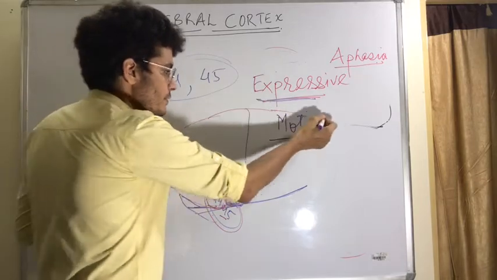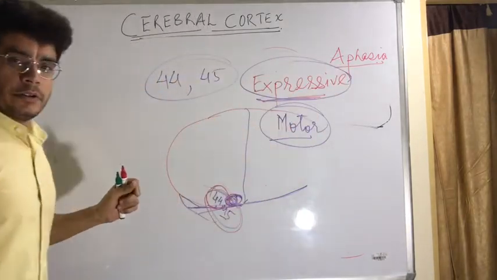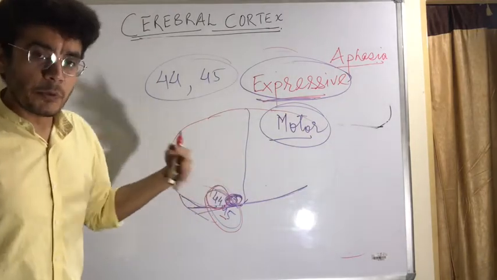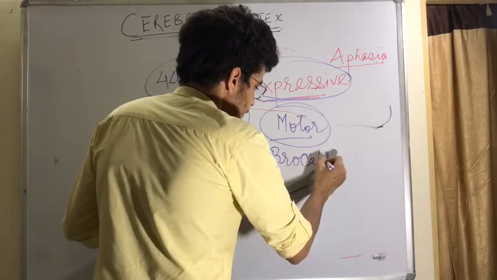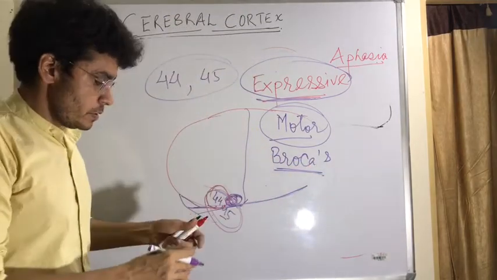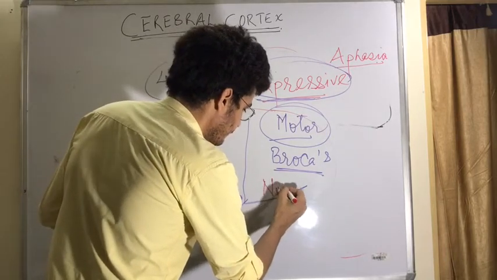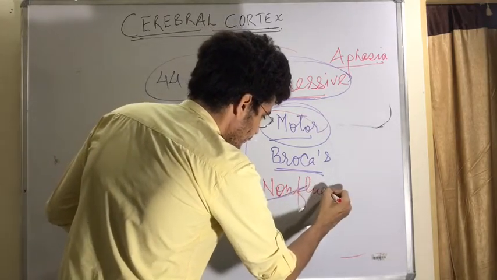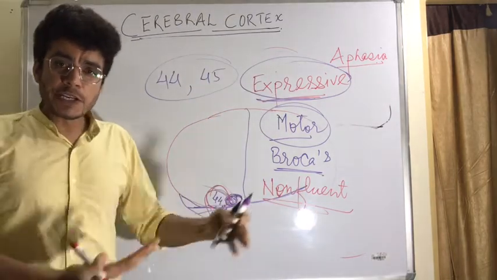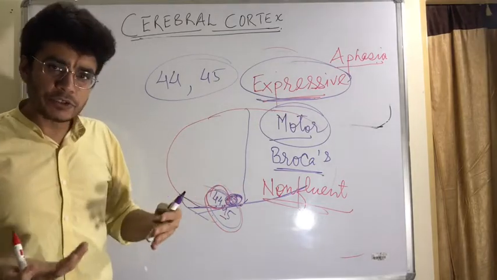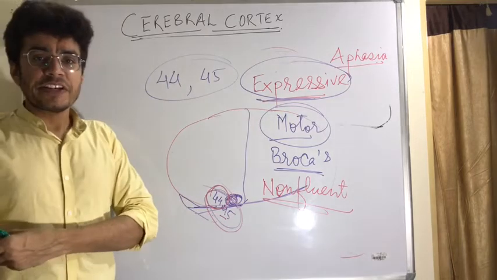So that's why it is called motor aphasia or expressive aphasia or Broca's aphasia, because the Broca's area is involved. Broca's aphasia or non-fluent aphasia. Fluency, if I am speaking fluently or writing down, that's called fluency. So that fluency will be lost. Just take the example.